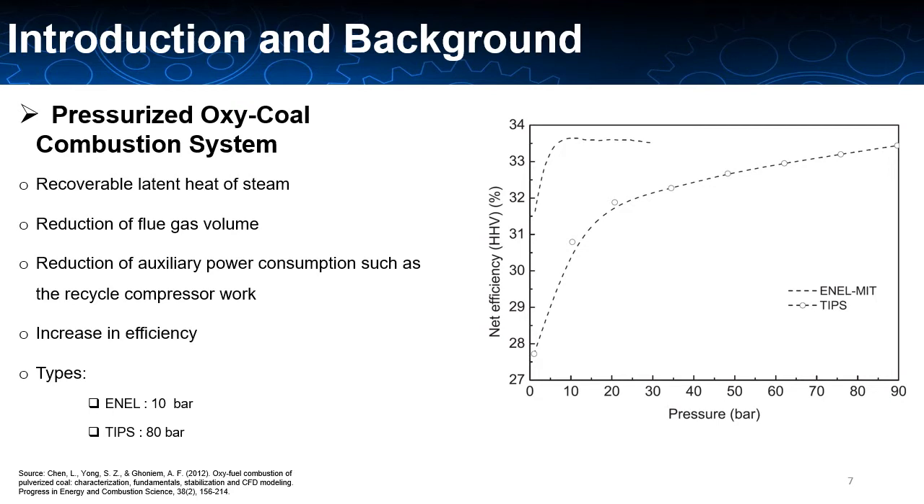One of them that you can see on your right is a curve. It's showing how the efficiency goes up with increasing pressure. So for ENEL, after 10 bar, the efficiency kind of gets stuck, and also for TIPS, after 80 bar, the efficiency remains the same. So for my study, I used the 10 bar. So that's going to be the operating pressure throughout all my simulations.